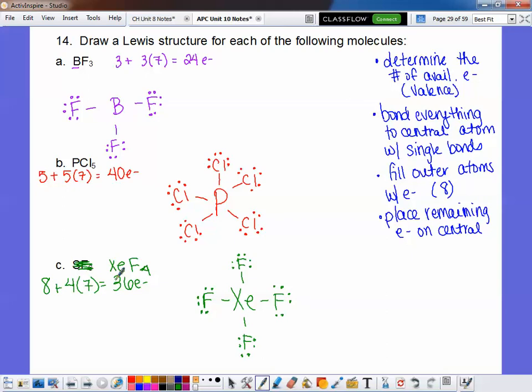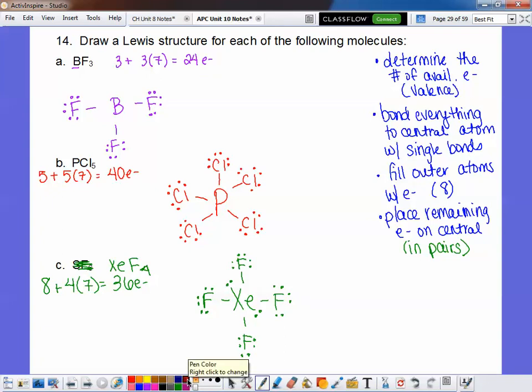And we're going to place these on the central, and they go in pairs on the central atom. Forgot to mention that before, but they go in pairs. Remember, electrons will never go singly. All right, so 1, 2, 3, 4. So this xenon has 4 bonds and 2 lone pairs. That's a total of 2, 4, 6, 8, 10, 12. 12 electrons around it. That's a really expanded octet, but that's what it does.